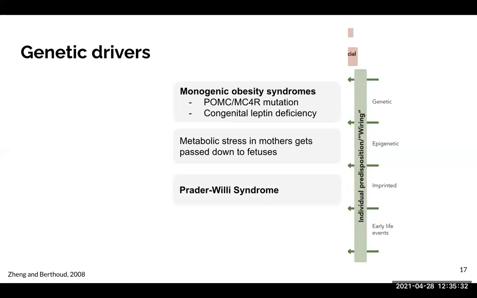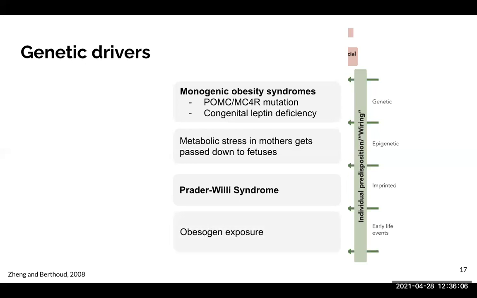Examples of imprinting, where you maybe inherit non-functional genes from mother or father. Prader-Willi is a great example of that. Notably, it's one syndrome where they have excess amounts of ghrelin, or the hunger hormone. And so again, you kind of see this patient who eats a ton and is not able to control that, and as a result has obesity.